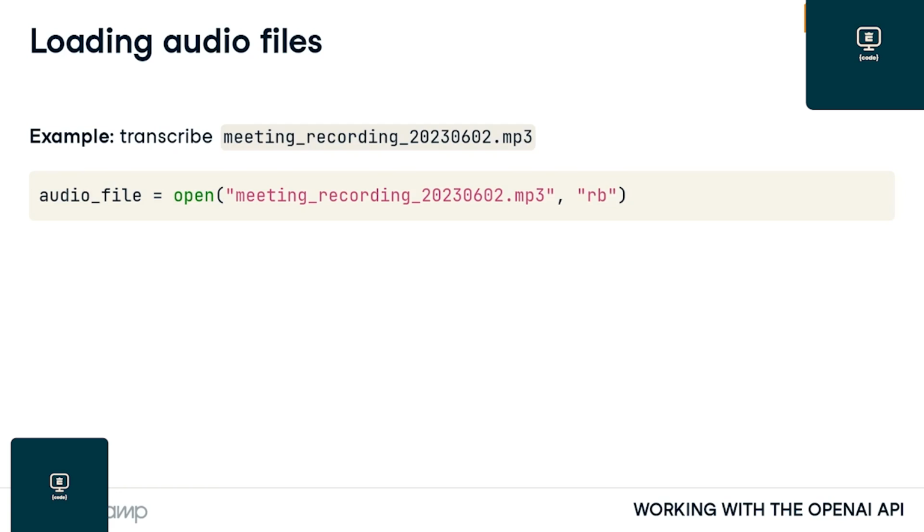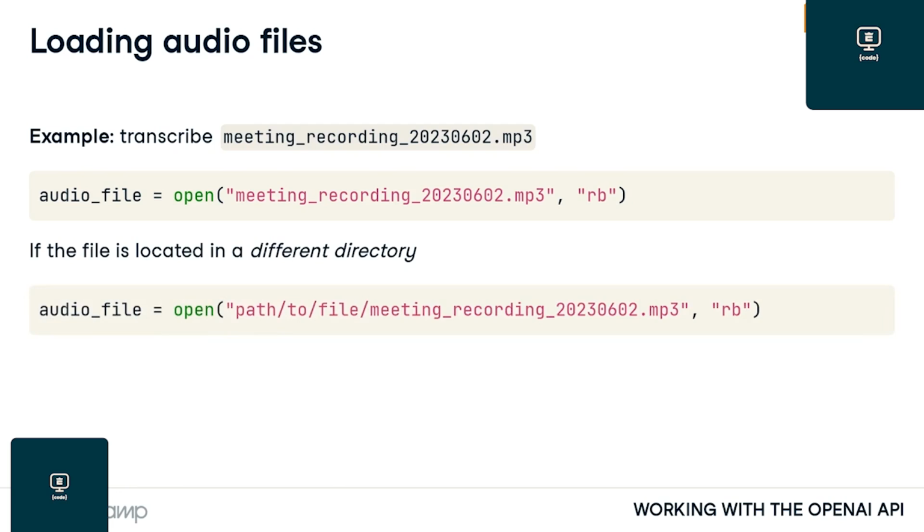All this means is that we're opening a file that is stored in binary format, which is typical for non-text files like audio, video, and images. If the audio file is found in a different directory to the Python script or notebook we're working in, we also need to prepend the file name with its path. This audio file can now be used like any other Python variable.